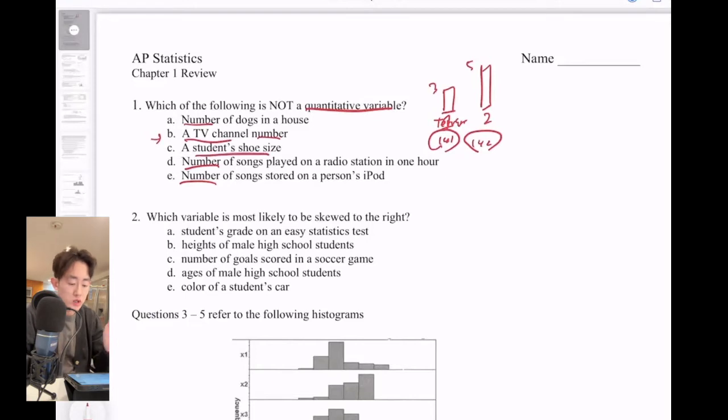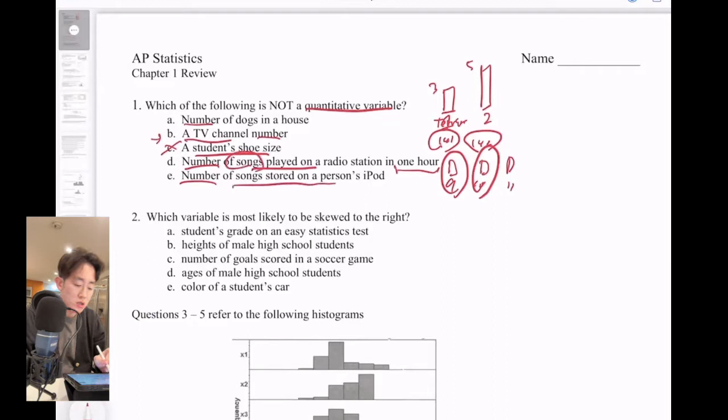A student shoe size, let's say you have 100 students and a shoe size is 9, 10, 11. You can actually physically represent it with dot plots. Shoe size 9, there's 5 of them. Shoe size 10, there's 15 of them, and so on. So that's definitely a quantitative variable. Number of songs played on a radio station in 1 hour. Depending on the radio station, you can physically count the number of songs. Number of songs stored in a person's iPod, this is even a better version of answer choice D.